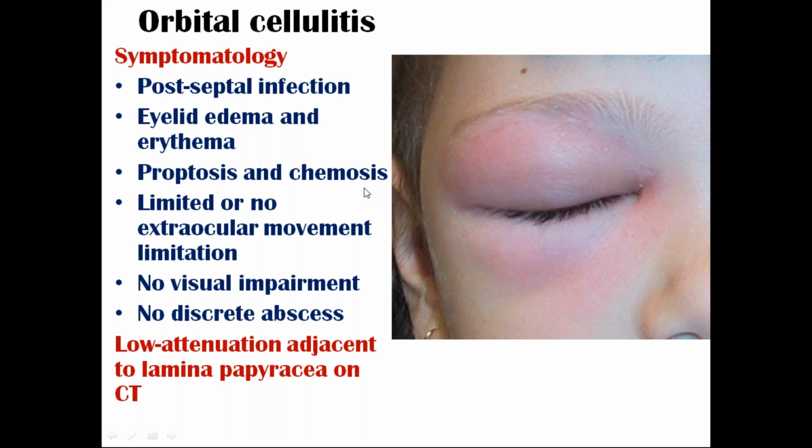There will be eyelid edema and erythema of the conjunctiva, and also proptosis and chemosis because of the edema of the conjunctiva and the orbital contents. There are limited or no extraocular movements, and there will be no visual impairment because the intraorbital contents are not involved, and there will be no discrete abscess. It is a low attenuation adjacent to the lamina papyracea on the CT.